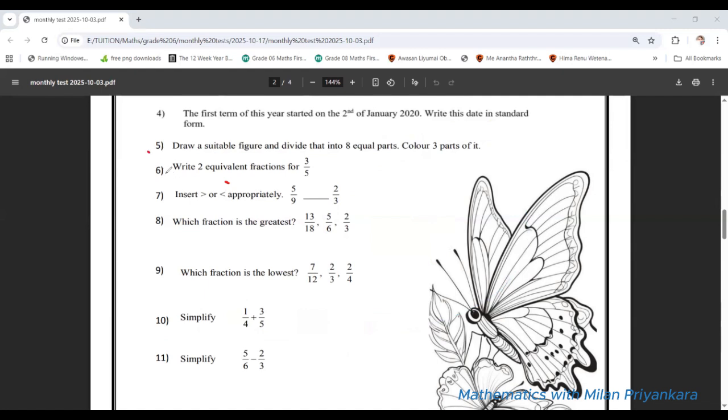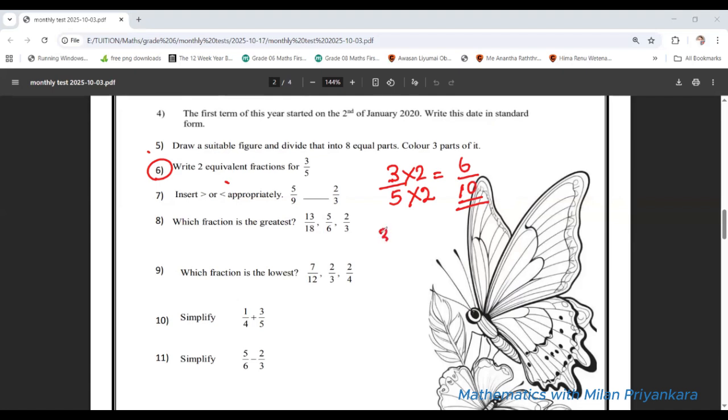Now let's go to the 6th question. Write 2 equivalent fractions for 3 over 5. If you want to get any equivalent fractions, you have to multiply or divide both the numerator and the denominator by the same number. Here we cannot divide, we can multiply. Let's multiply by 2. Then this is equal to 6 over 10. 6 over 10 is an equivalent fraction.